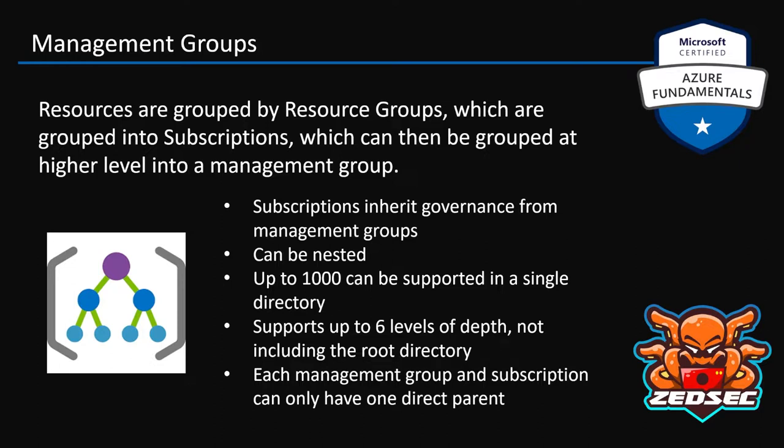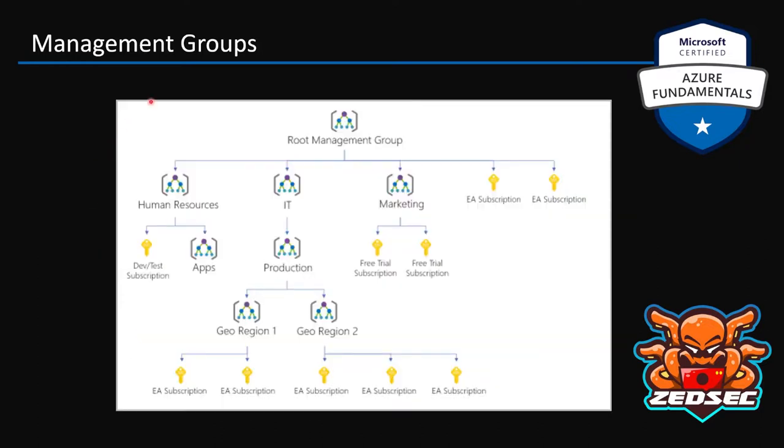Each management group and subscription can only have one direct parent above them. So here's an actual diagram of management groups. You've got your root management group, then one for human resources. Inside there, we've got a subscription for dev test, and then another management group for apps. Then an IT management group, a production management group, then GeoRegion 1, GeoRegion 2 management groups, and a bunch of other subscriptions.